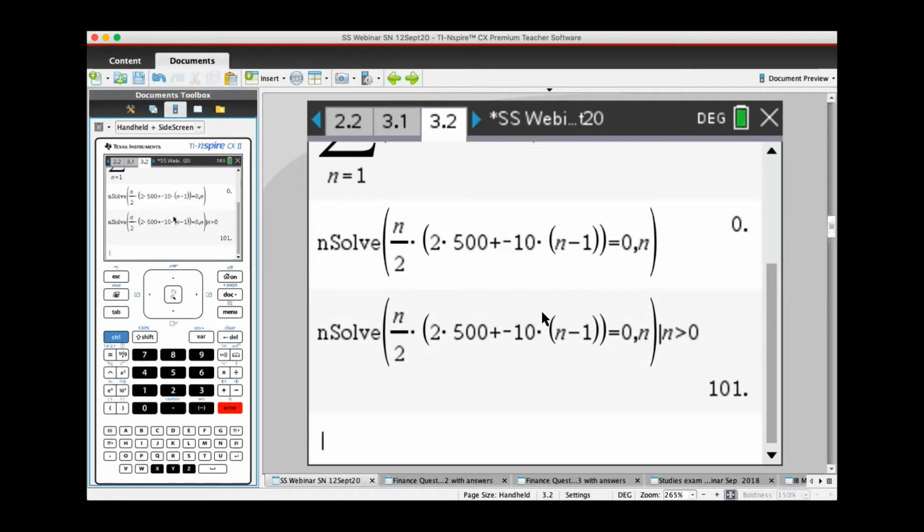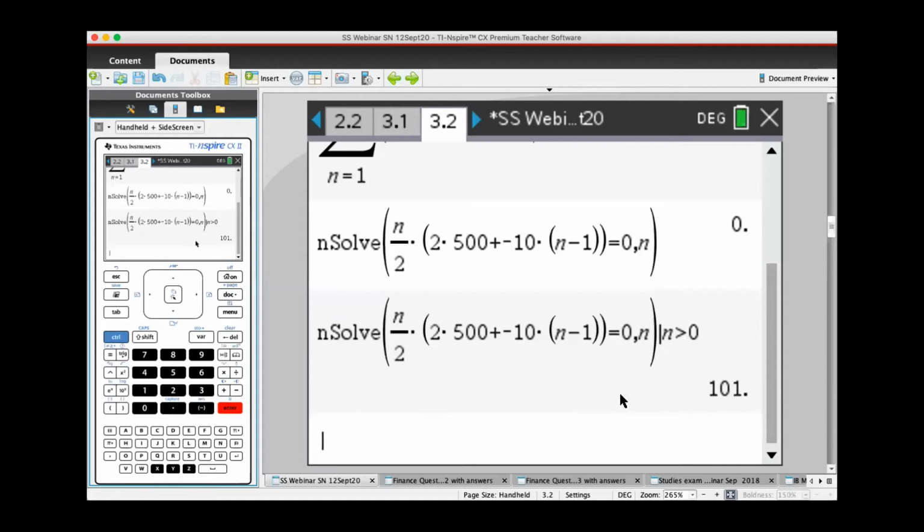Now, the limitation of NSolve is, if you use NSolve for a quadratic, it only gives you one answer. Here there are two solutions: one is 0 and the other is 101. So I still used NSolve, and I said, now give me the other answer, where I have added a condition that n has got to be greater than 0.